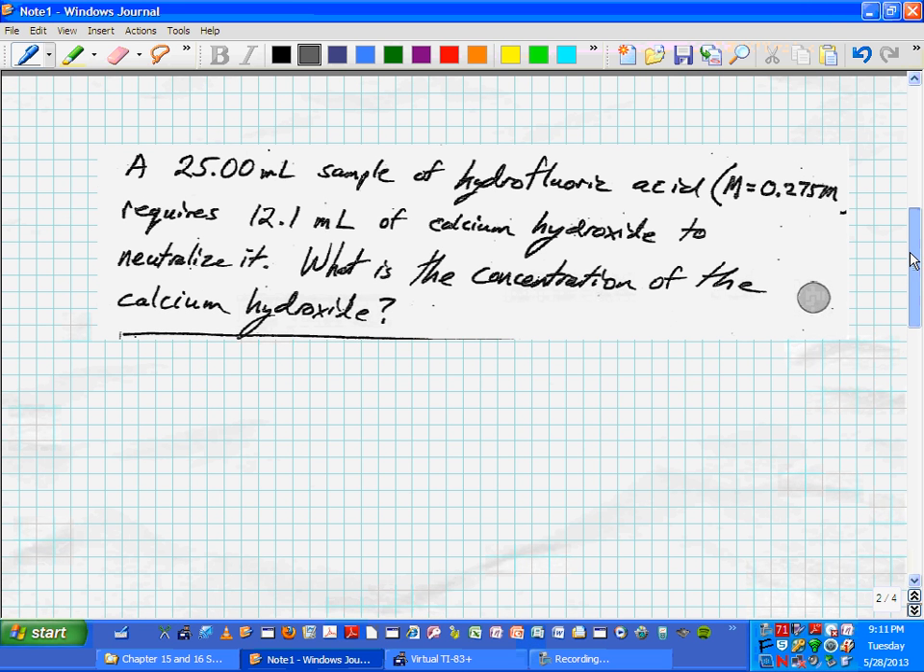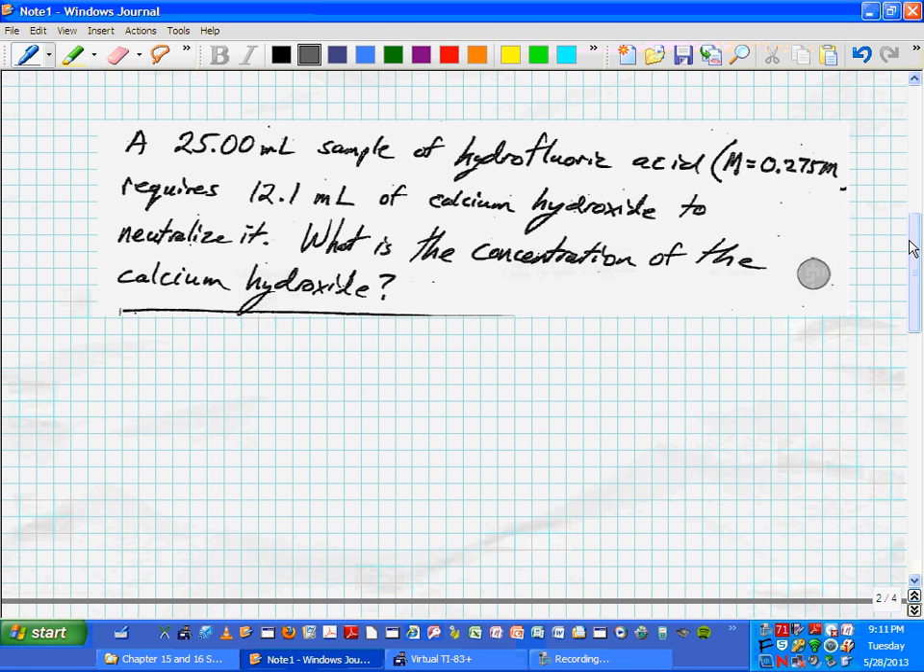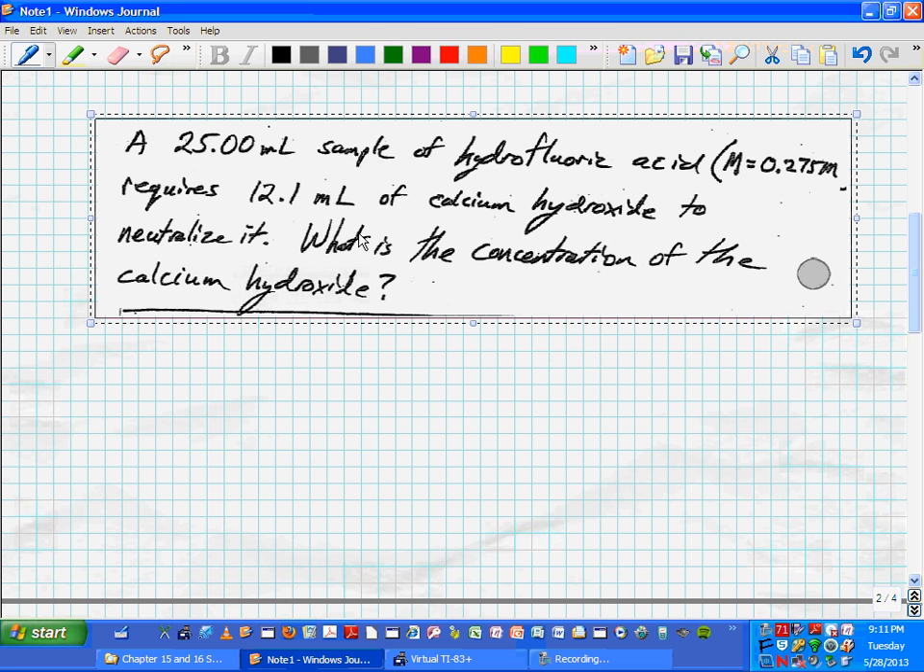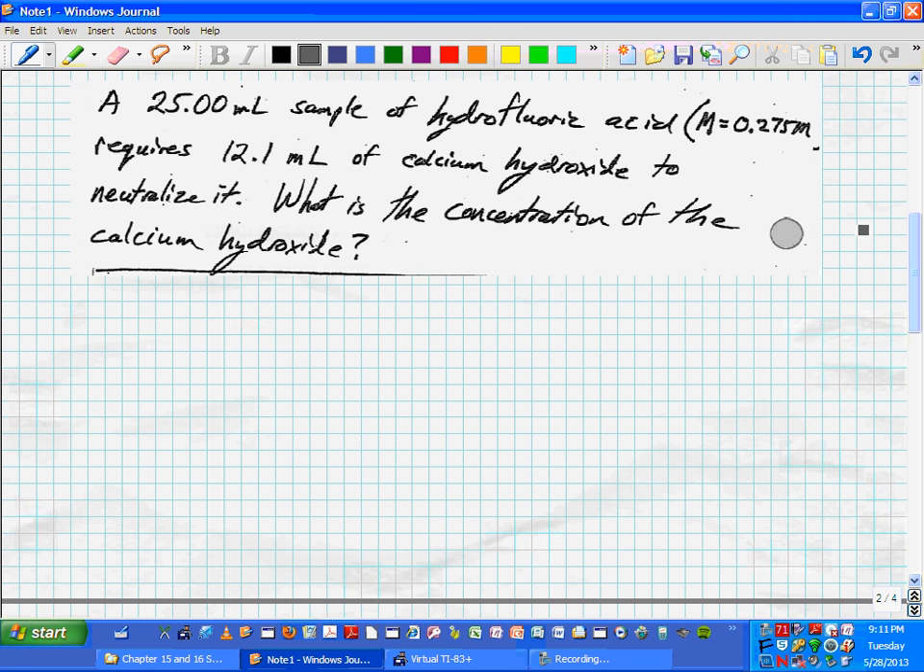You should have this in front of you. I don't know which problem it is. I'm doing these out of order because I think this order makes a little more sense. So you have this written down already: a 25 milliliter sample of hydrofluoric acid with a concentration of 0.275 molar requires 12.1 milliliters of calcium hydroxide to neutralize it. What is the concentration of the calcium hydroxide? So, you know what, I want to move this up a bit. Give me a little more room.